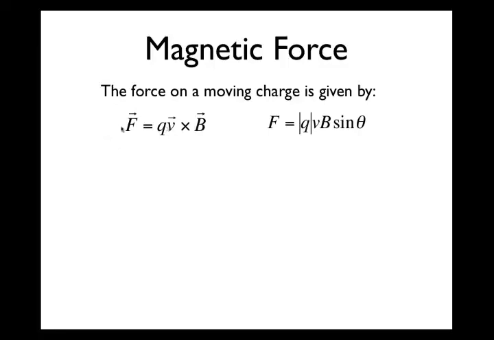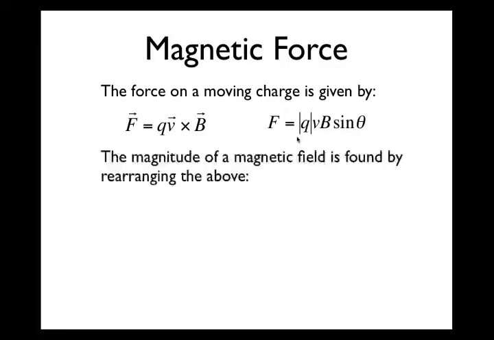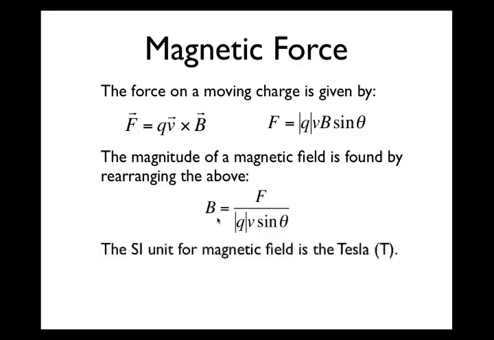One of the nice things about doing a vector cross product is the magnitude and the direction fall out of your calculations. Most of us, however, have not formally seen a vector cross product, and so we will stick with this mechanism for calculating forces and use a right-hand rule to figure out what the direction of the force is. The magnitude of the magnetic field is found by rearranging these. So if you have some way of figuring out how big a force a charged particle feels in a magnetic field, and you know that charged particle and how fast it's moving, you can figure out how strong the magnetic field is.